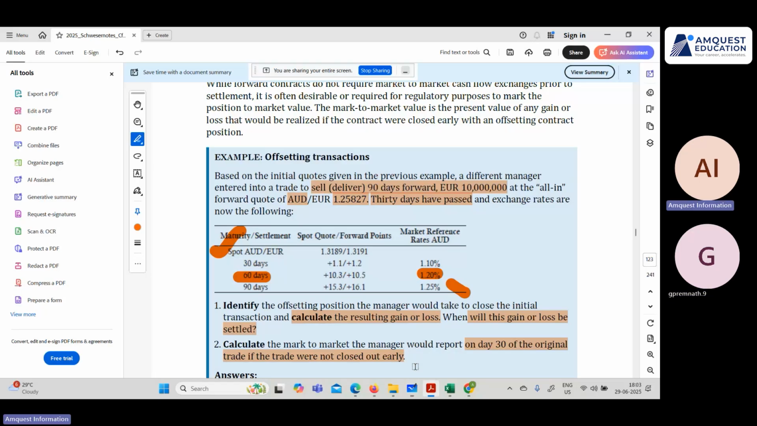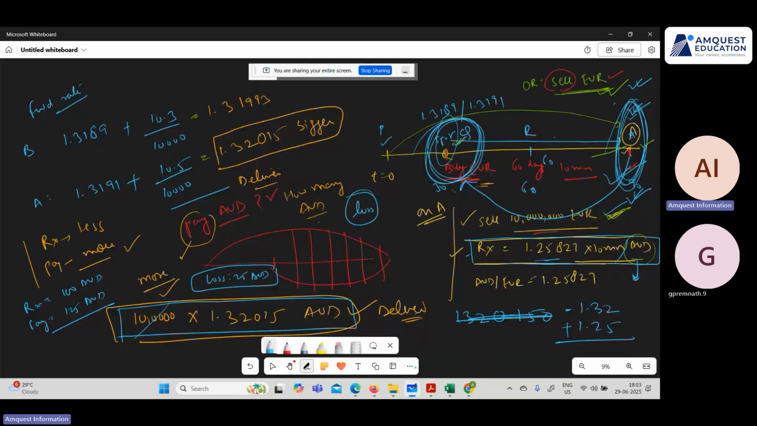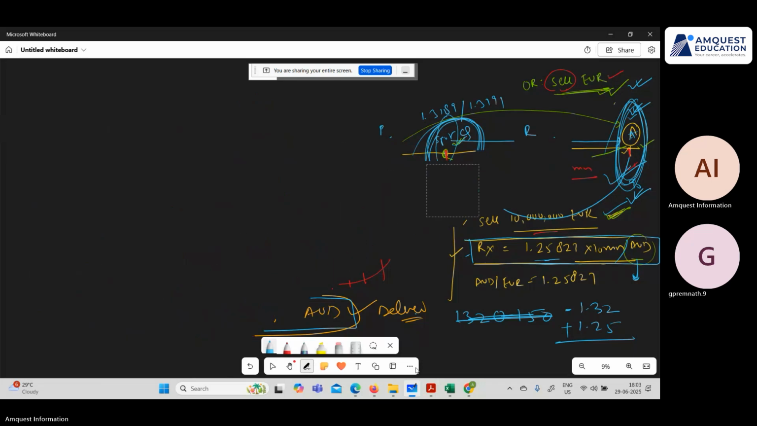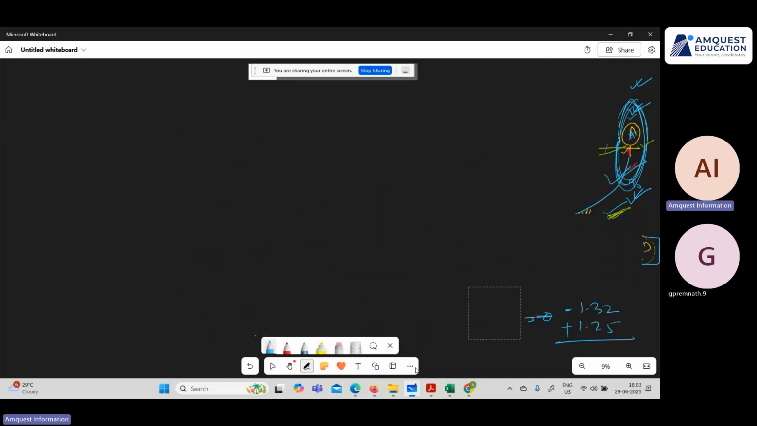The mark to market concept came in. By the way, do you know that the mark to market concept is only applicable in terms of futures and not in terms of forwards? I see, I didn't know that. Okay. Now tell me, do you know at least that the concept of margin comes in for futures?